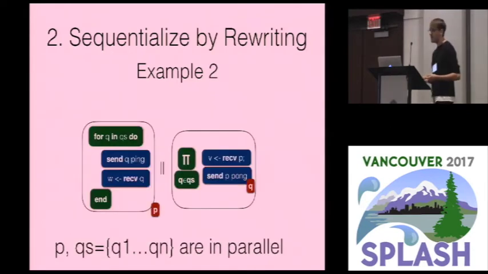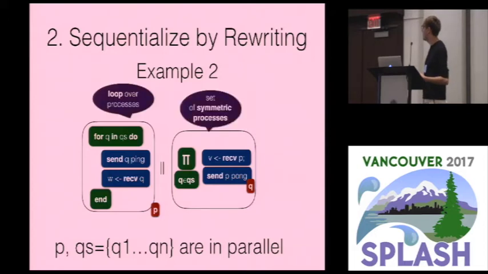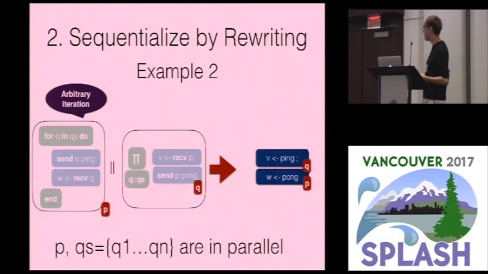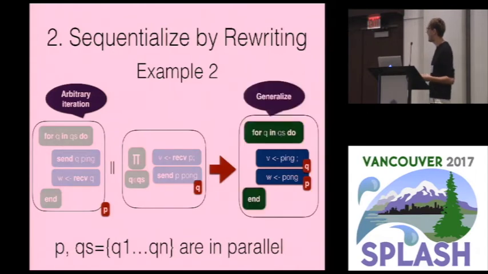So here's a slightly more complicated example. Process P executes a loop in which it loops over a set of processes Qs that all run the same code. And in each iteration of the loop, it sends out a ping message and waits for a reply, and the process is going to wait for a message and send out a pong message. Okay. So how can we rewrite that? Well, we can just look at an arbitrary iteration of the loop and rewrite that. And that's just what we rewrote before. So we can generalize and get the sequentialization of the whole program.